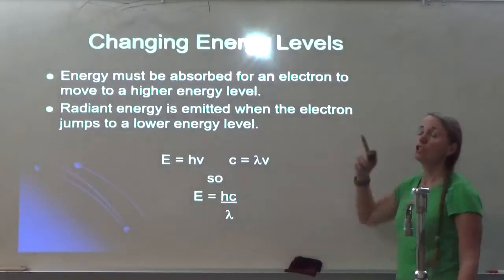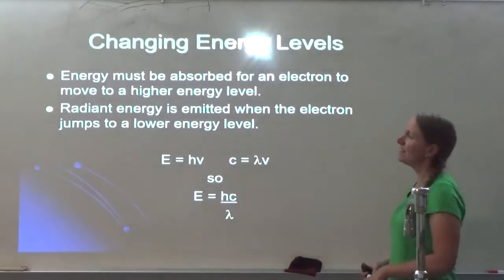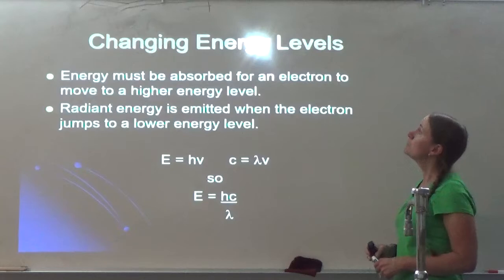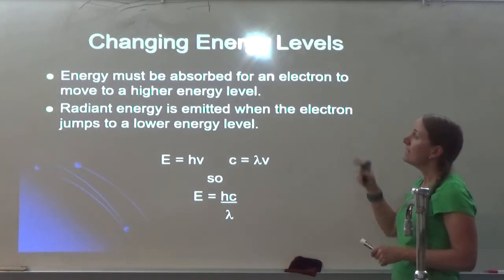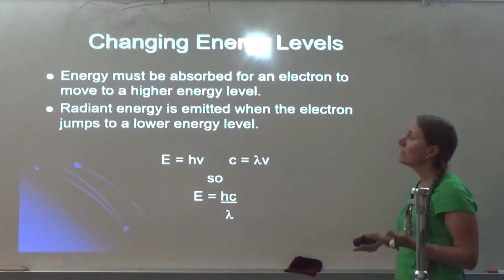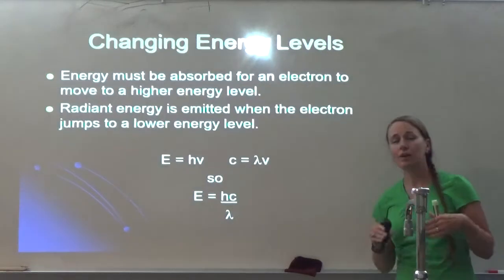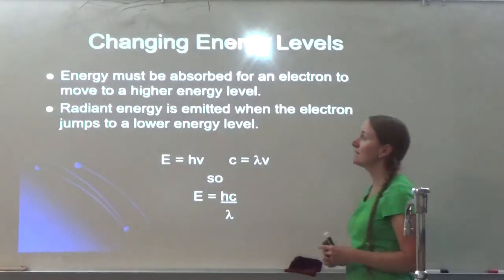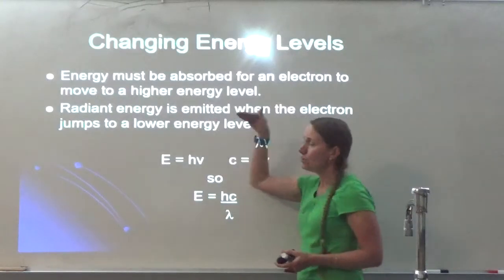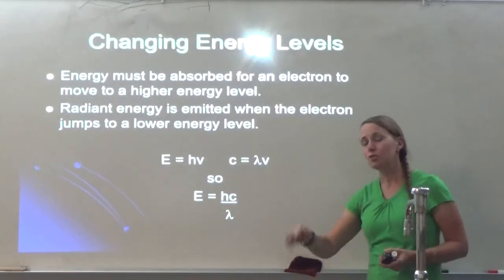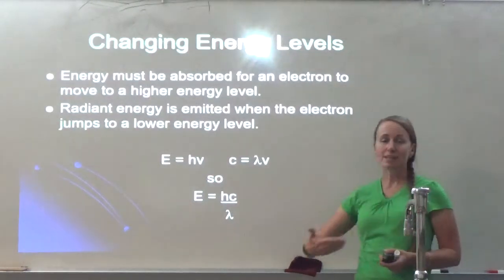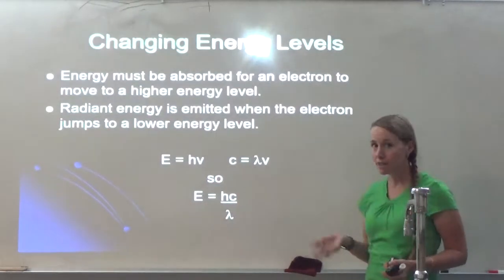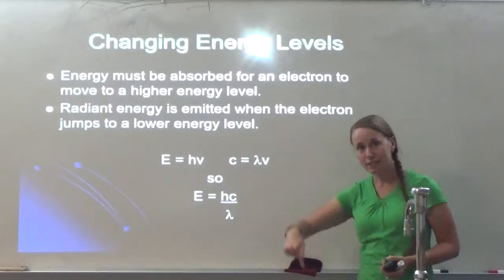So electrons change energy levels. We discussed this in honors. Energy must be absorbed for an electron to move to a higher energy level. Radiant energy is emitted when the electron jumps to a lower energy level. So the important thing is energy is emitted when it falls down. So if it asks you when do you see light, or when is that line spectrum going to happen, it's when it falls down.